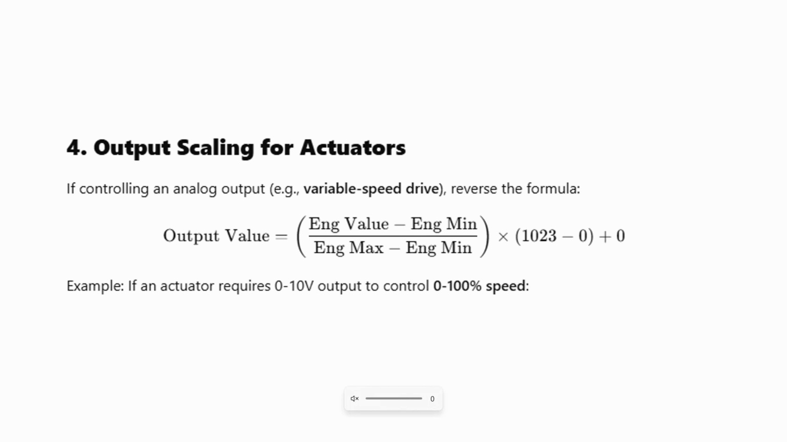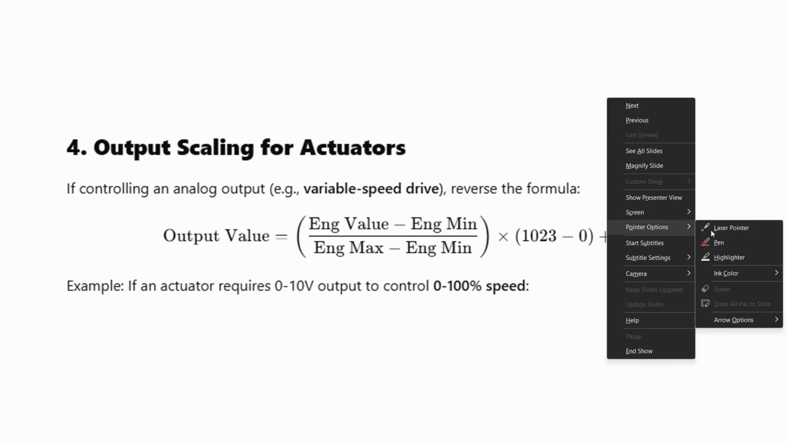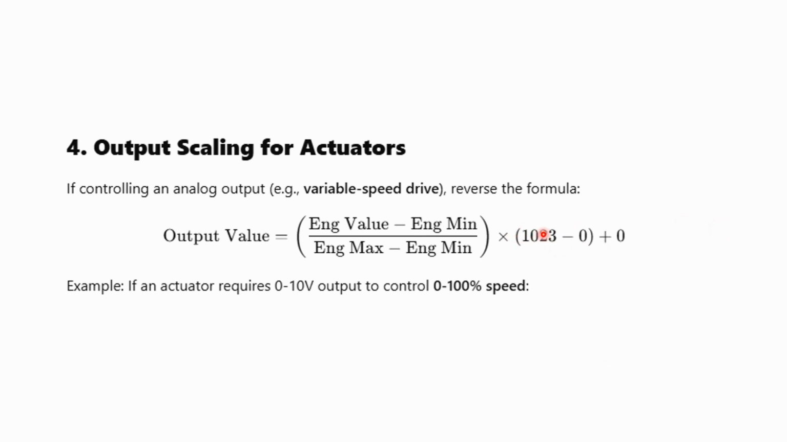We look at an actuator that requires 0 to 10 volts. Output to control is 0 to 100% speed. Now, the raw scaling is 0 to 1023. All right, so we've got that taken care of here. This is the raw max minus the raw min, plus the raw min. The output value, when I talk about engineering value, is going to be in percent.